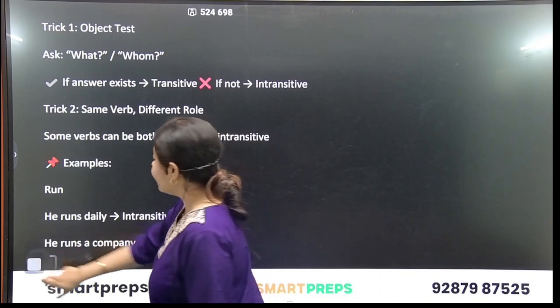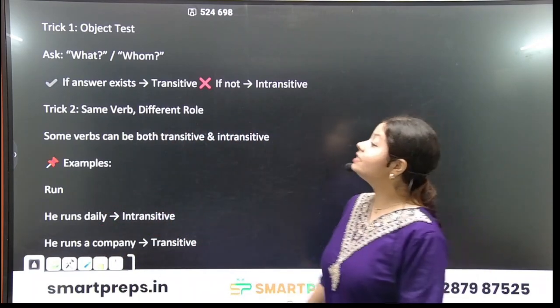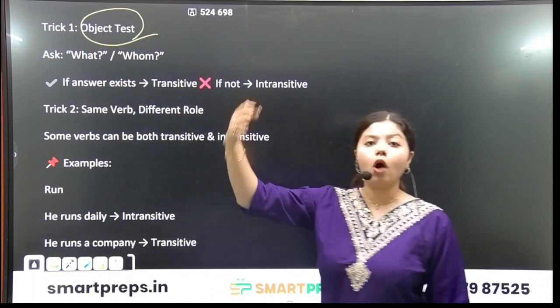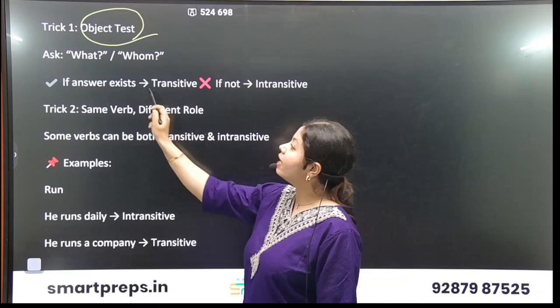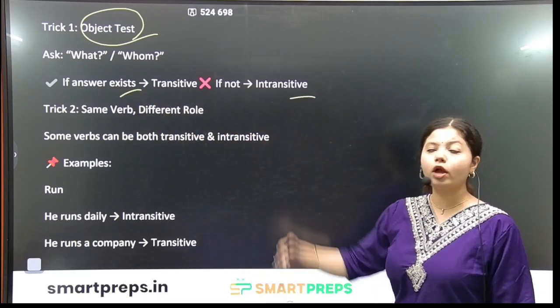Now let's have a trick regarding transitive and intransitive verbs. That is the object test. We test for the object by asking what or whom. If the answer exists, that is transitive. If not, that is intransitive. We already know this now.